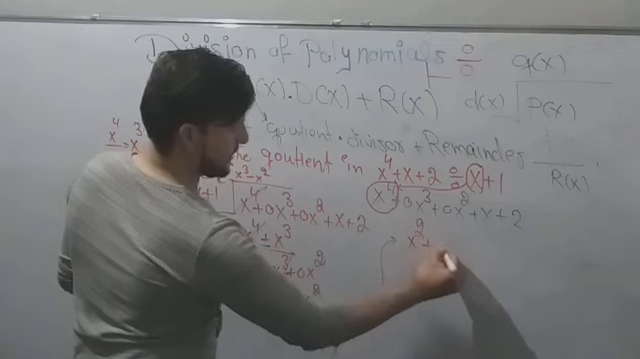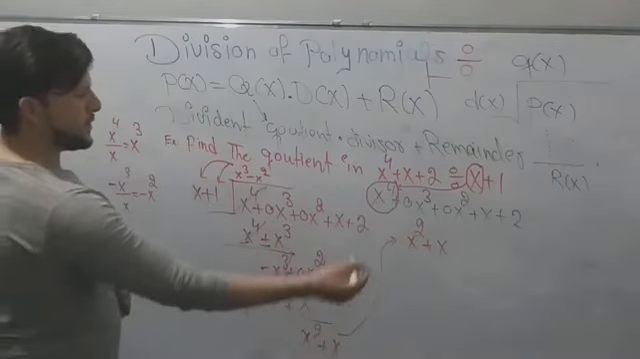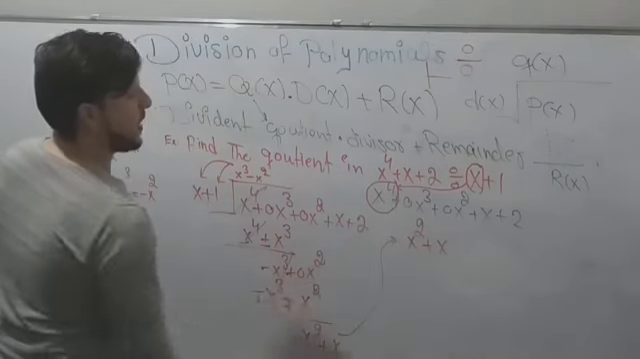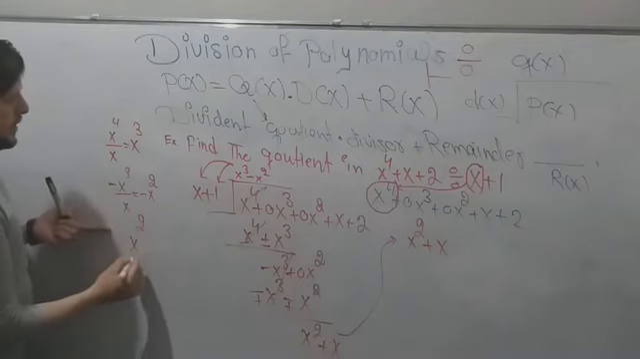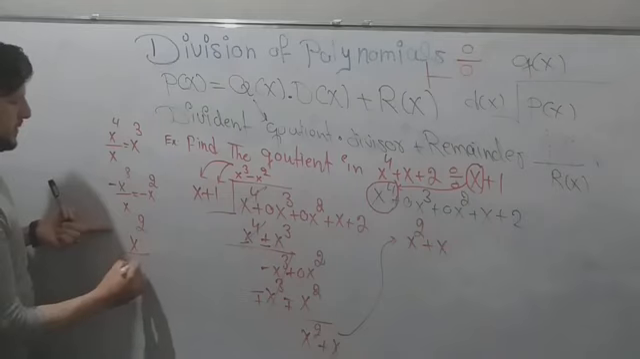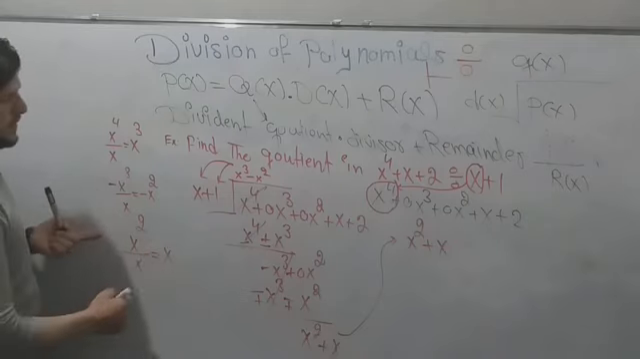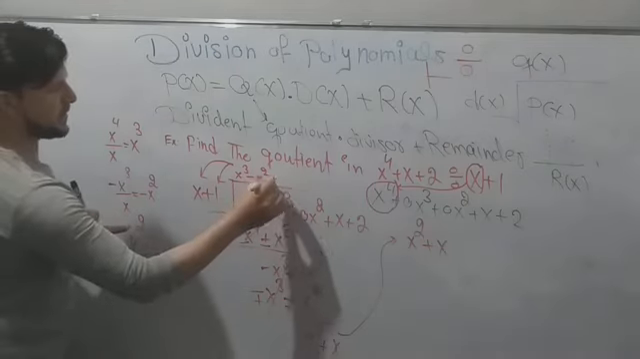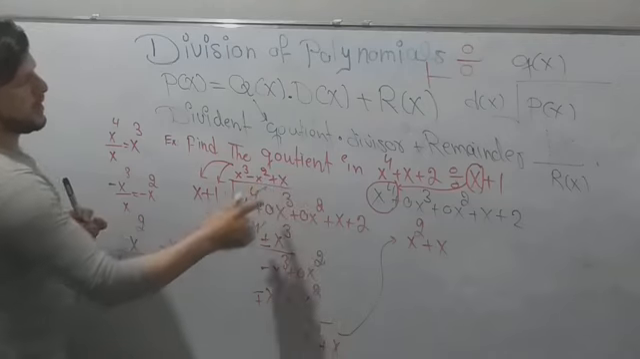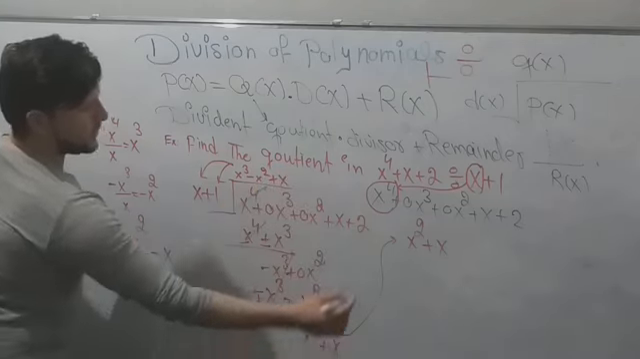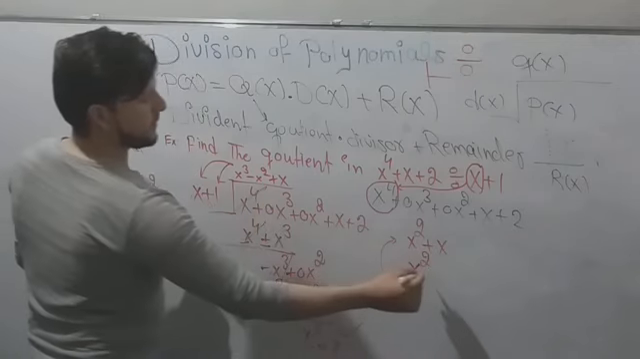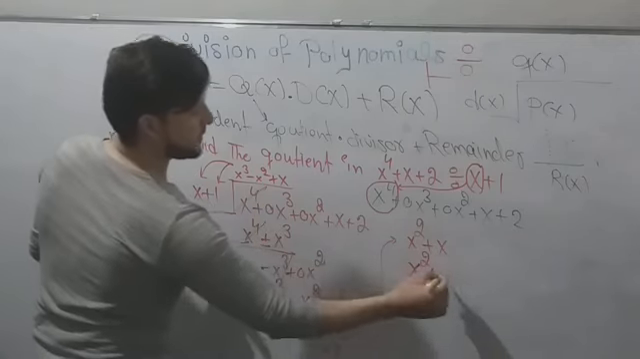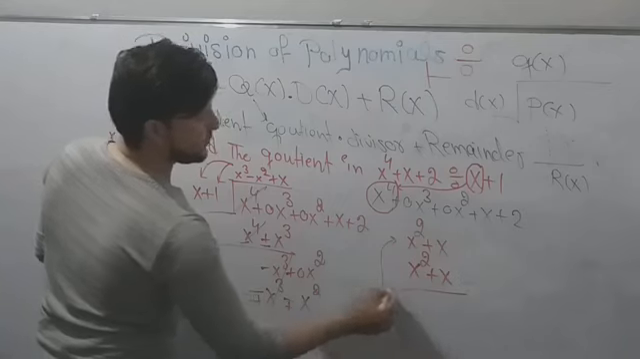x² plus x. Once again, divide the first term of the dividend by the first term of the divisor. It means x² over x. The answer will be x. So bring x here, plus x. x multiplied by x is equal to x² here. x multiplied by 1 is equal to x. So change the signs.